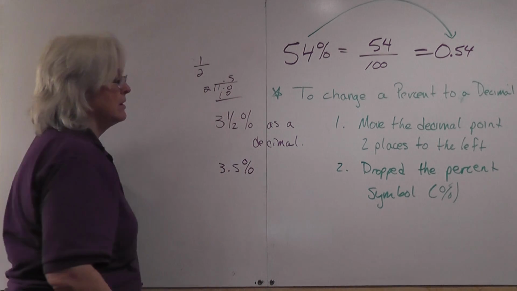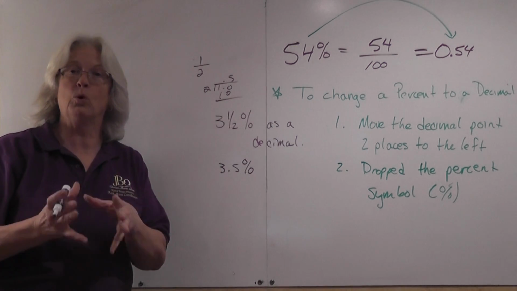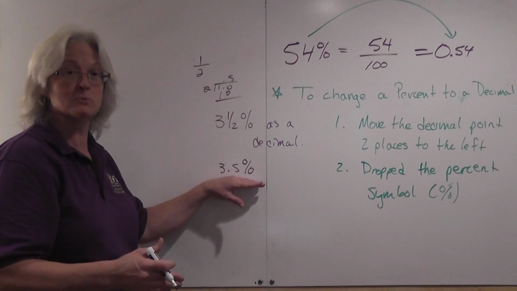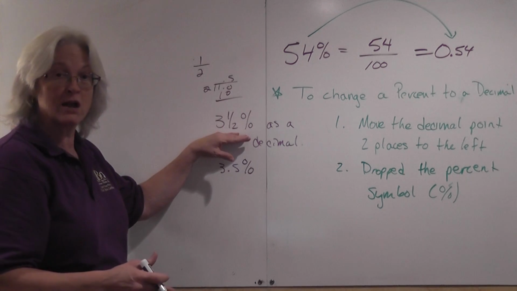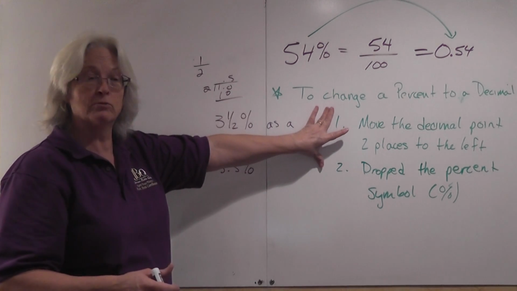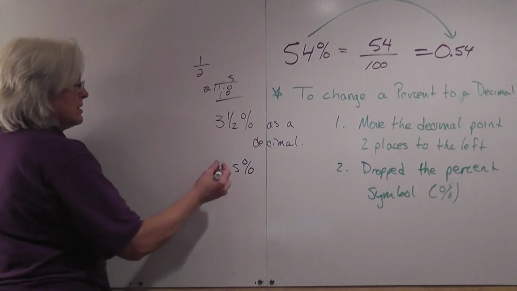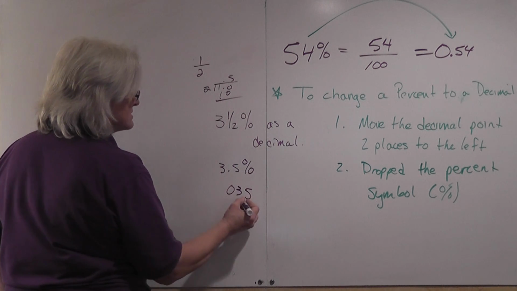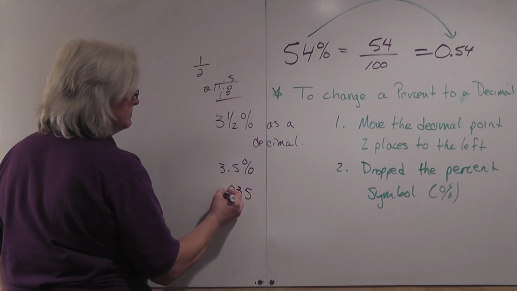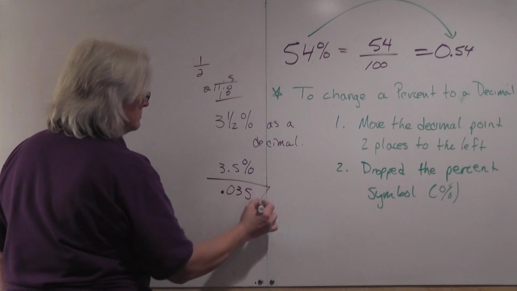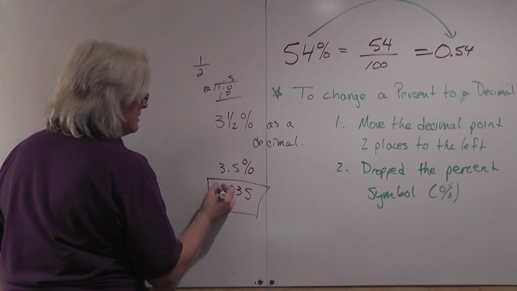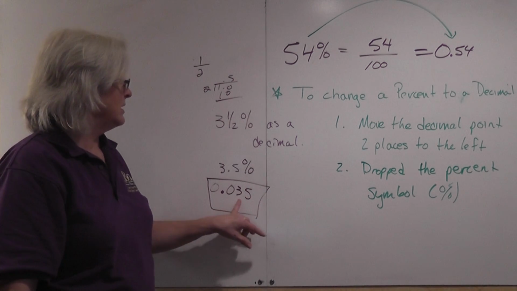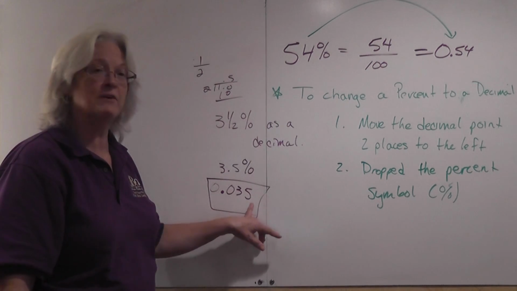We want to be able to write 3.5% as a decimal. So once we've got to where we have a decimal number to begin with, when we have a fractional percent, now these two rules could kick in. We're going to move our decimal point 2 spaces to the left. There's 1, 2. And then we drop the percent sign. So 3.5% is 0.035 or 35 thousandths.